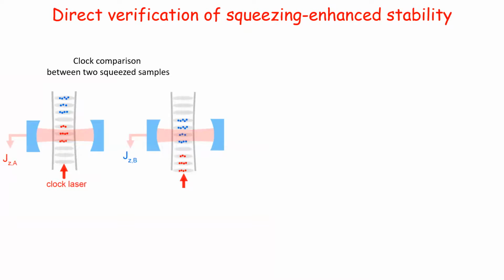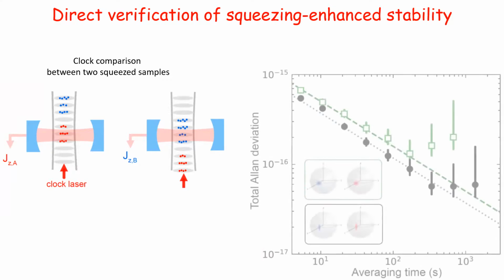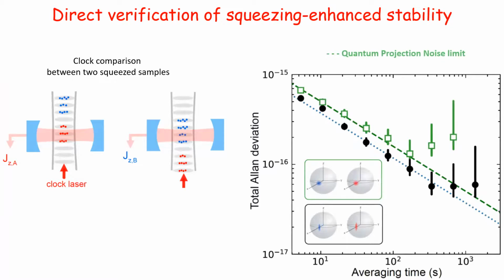This is what I mentioned earlier. We can now have 2 different samples. We can entangle one sample, move it out, entangle the next sample, and the data shows a direct clock comparison. The top green square is the classical system, where we do not do quantum entanglement. The black dots are the entangled, spin-squeezed clock comparison.